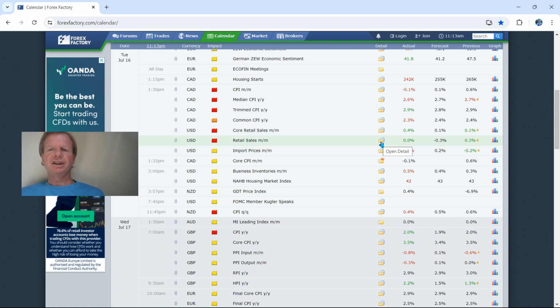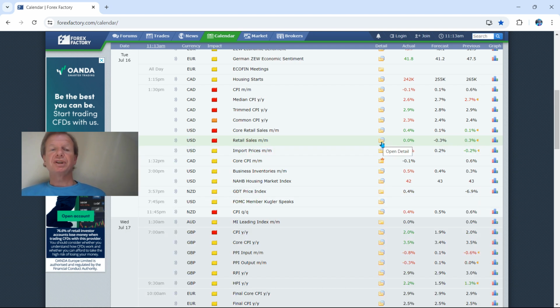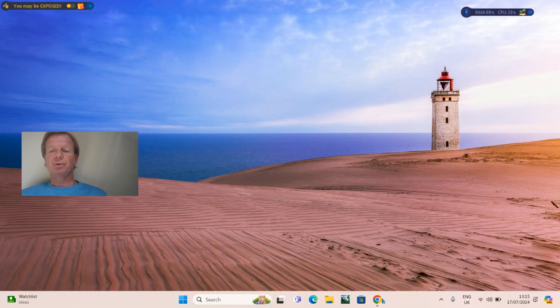If we open the detail on the retail sales, it says change in total value of sales at the retail level. Actual rate versus the forecast, a higher figure is good for the currency. And it was 0.0 compared to minus 0.3. So that was good for the currency. That obviously means the US dollar is going to strengthen and the euro and the pound are going to weaken against it. And this is what happened.